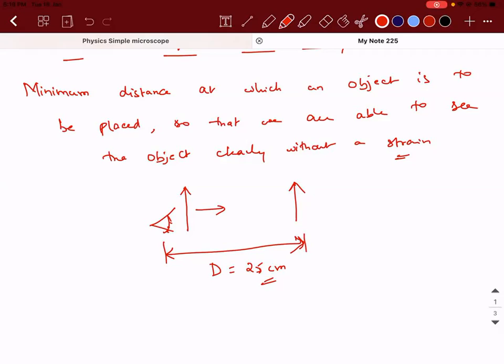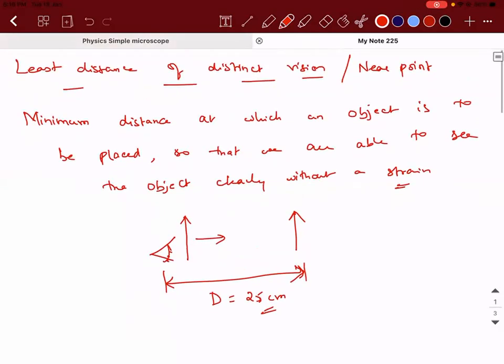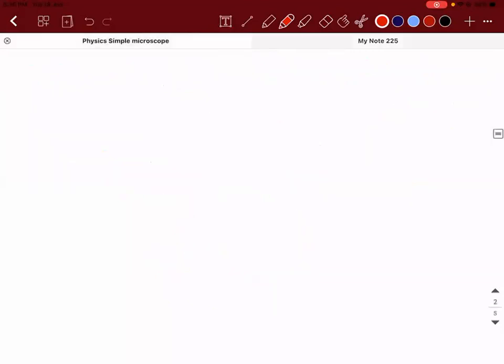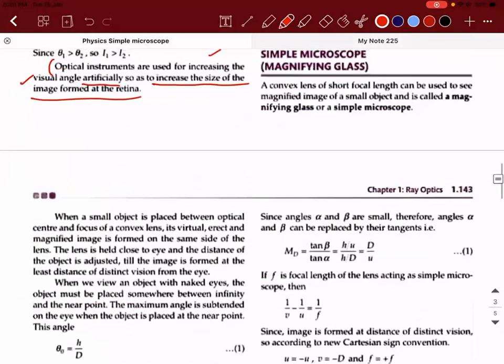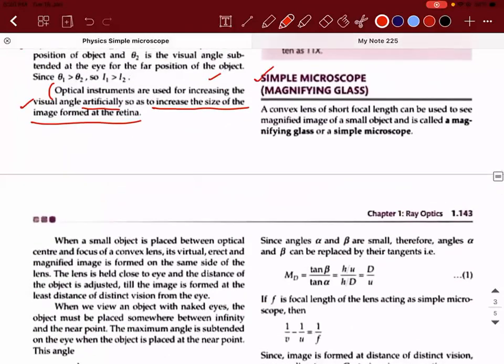So that is what we call the least distance of distinct vision. Okay. Having said this, now we are going to see the concept of a simple microscope, which is also called a magnifying glass. A simple microscope is nothing but a simple convex lens. This is the point you need to make a note of.